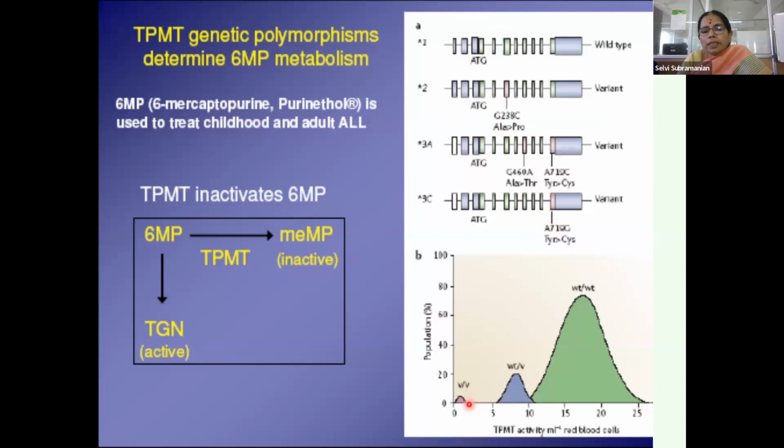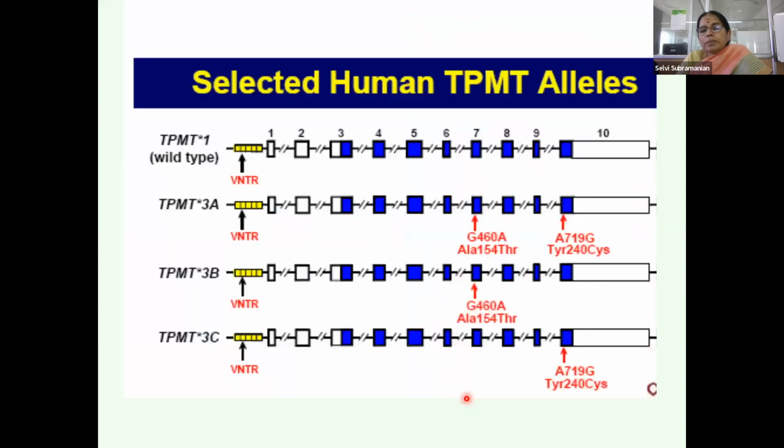So in the wild type, the activity is high. When it is a heterozygous mutant, the activity is low. When it is a variant, the activity is completely less. So if it is present in excess, it is harmful to the individual. These are the different types of mutations which are present in that particular enzyme. That is, TPMT is the enzyme, and the gene corresponding to that and the mutations present in that.